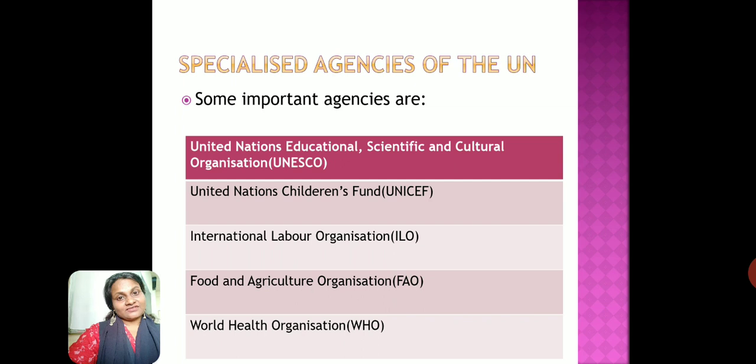Apart from this, you have the International Labour Organization, which takes care of the labor welfare of the laborers in the world. Next specialized agency is the Food and Agriculture Organization, which means that it is working towards the food and agriculture sector. So that is what the target of the Food and Agriculture Organization would be.